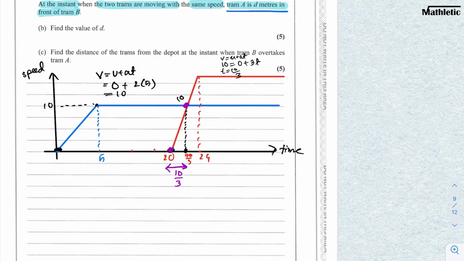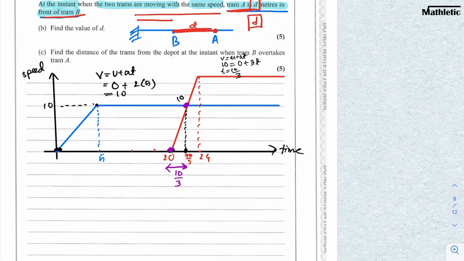So tram A is d meters in front of tram B. It means if this is the starting point, B has traveled some distance, and A has also traveled some distance. It is already mentioned that tram A is d meters in front of tram B. It means A has traveled more distance, so the gap between them is d. So if I find the distance traveled by A and the distance traveled by B, the difference should be d.